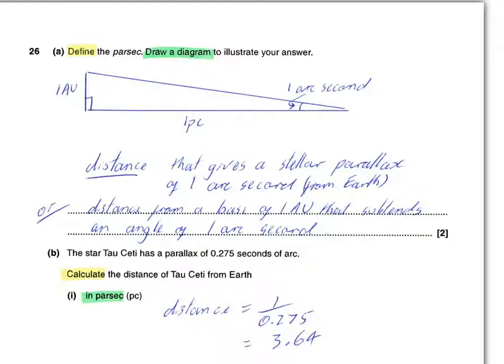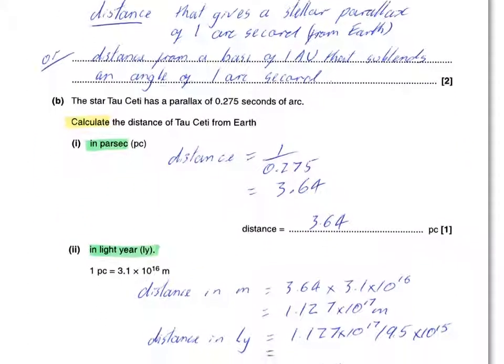Or it's the distance from a base of one astronomical unit that subtends an angle. That's what that means. It subtends an angle of 1 arc second. So the distance from a base of one astronomical unit that subtends an angle of 1 arc second. They mean essentially the same thing. Obviously, they're both definitions of the same quantity.